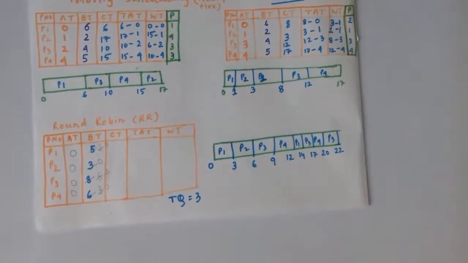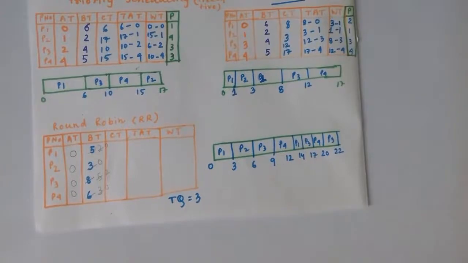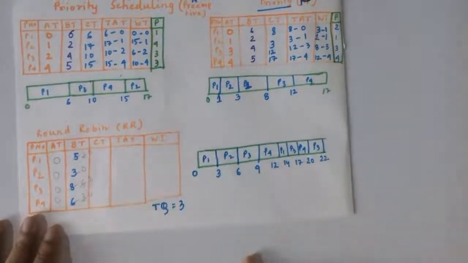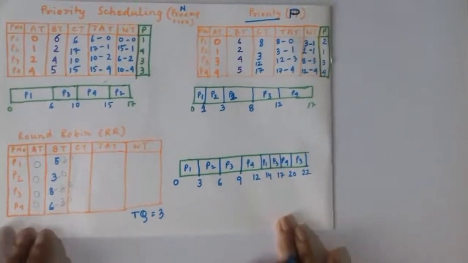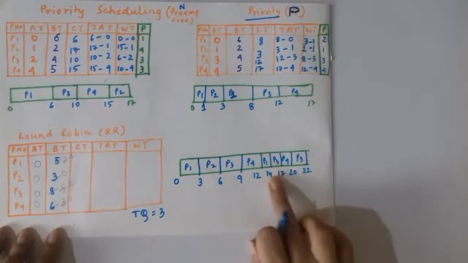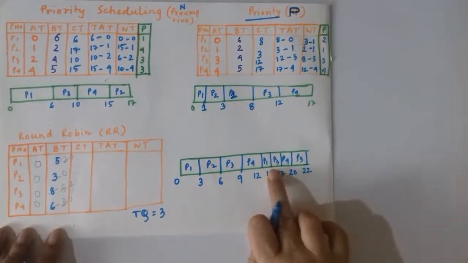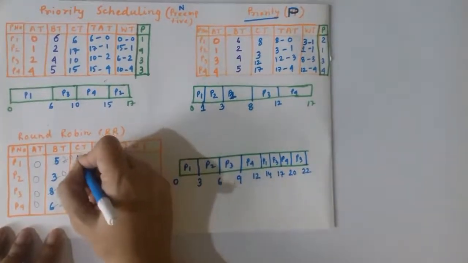And plus 6 is 22. Now let us calculate the remaining parameters, completion time and turnaround time. Completion time is when P1 has completed. Here it is 14. 14 is the completion time for P1.